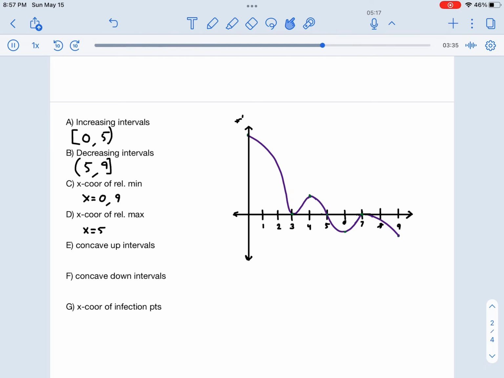To find when a graph is concave up, you can find it by using the graph of f prime and by finding when that slope is positive. For this function, it is concave up from 3 to 4 and also 6 to 7.